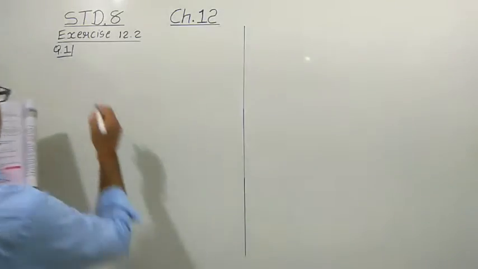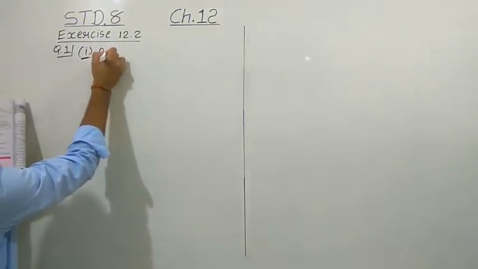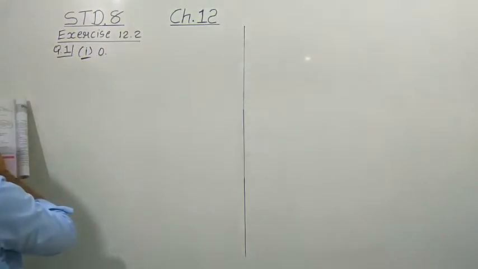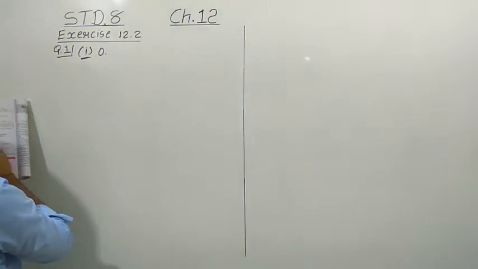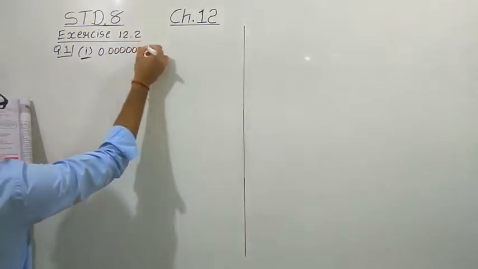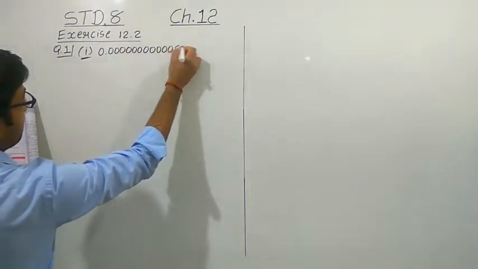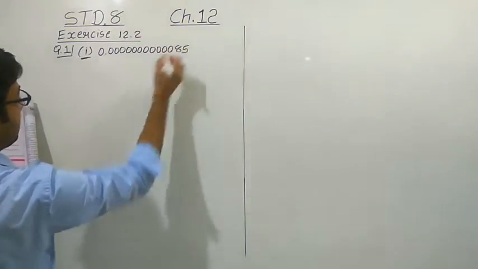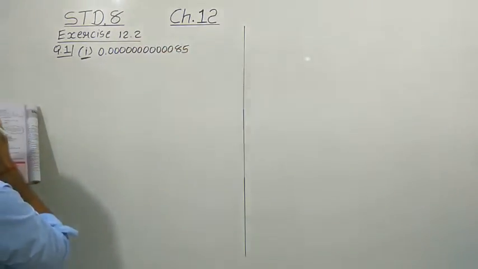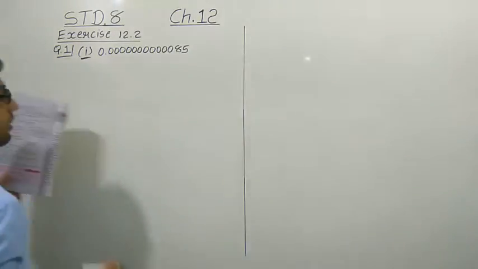So the first sub question we have given is like this: 0. followed by 11 zeros, and then 8, 5. Let me count one more time. 1, 2, 3, 4, 5, 6, 7, 8, 9, 10, 11.